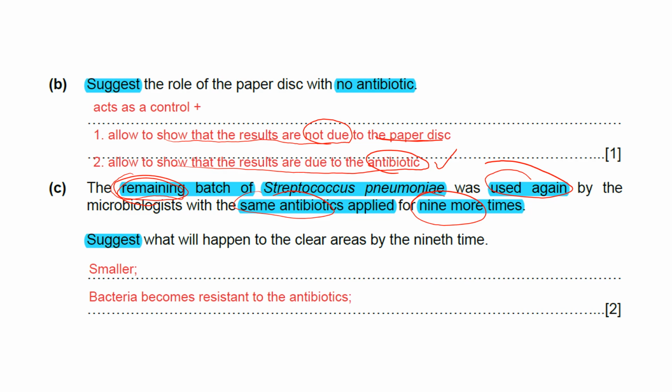So basically, what will happen to the clear area? The clear area becomes smaller, 1 mark. And why? It's because of antibiotic resistance. So this is actually what I'm looking for.